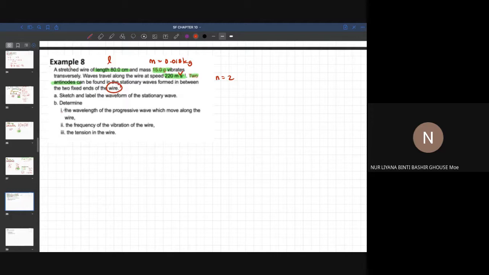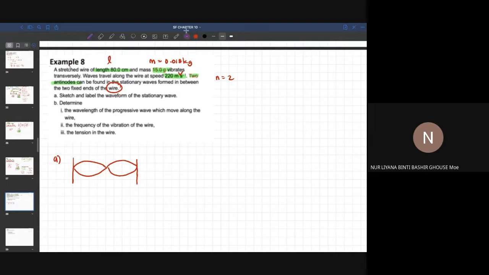So what do we do? We answer question A. It says sketch and label the waveform of the stationary wave. Now we know it is a string and N equals 2. For a string, the shape is a loop. Since N equals 2, we will have 2 loops, the first loop and the second loop. So this is our waveform, the stationary wave formed.